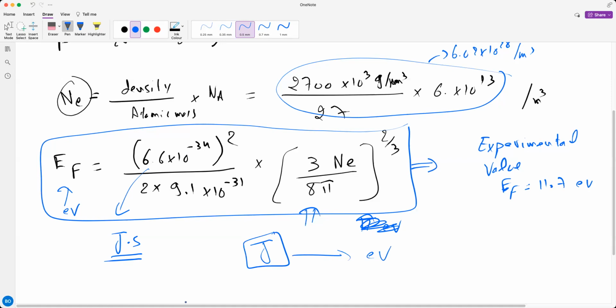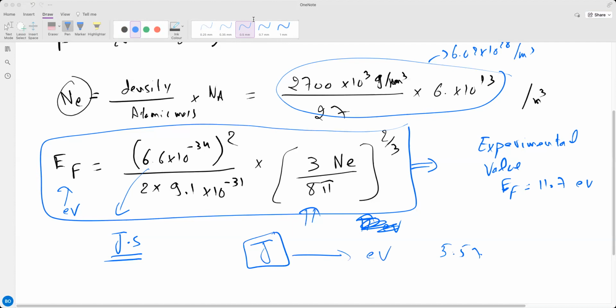Right? So if you do this, you get 5.57. Sorry? I got 5.57. Yeah. I'm not sure, let me look on the internet. What is the Fermi level of aluminum?